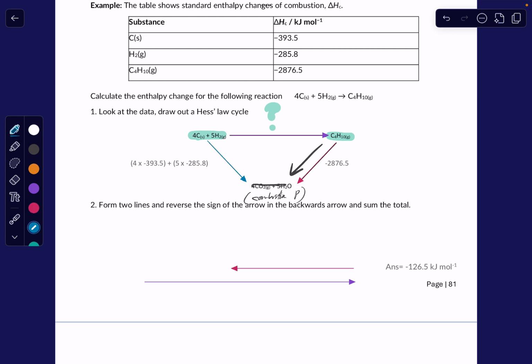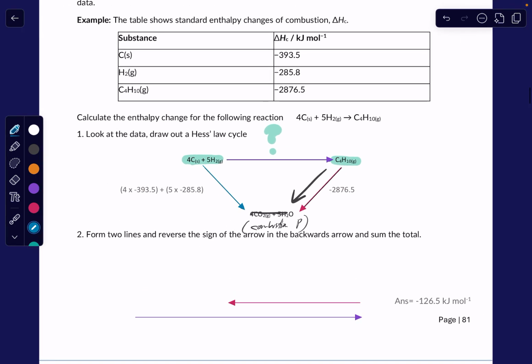The blue arrow. This is where it gets a bit more complicated. Let me explain. This time we're looking at combustion data. When we combust carbon, we release 393.5 per mole. How many moles of carbon do I have? 4. So I multiply this by 4.